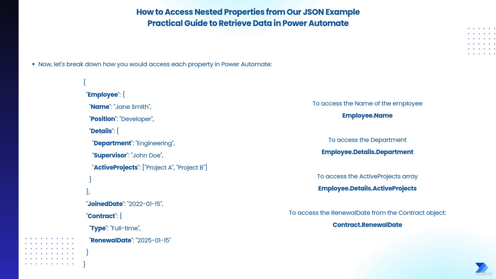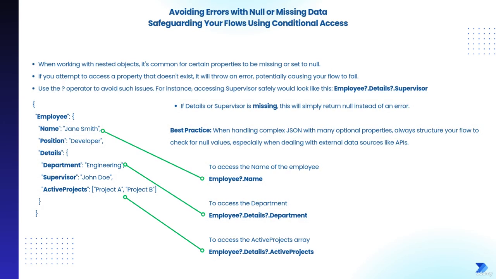For instance, if we want to retrieve the name of the employee, we can use employee.name. To access the department within the nested details object, we write employee.details.department. If we want to access the active projects array, we can use employee.details.activeProjects. To access the renewal date from the contract object, we would write employee.contract.renewalDate.